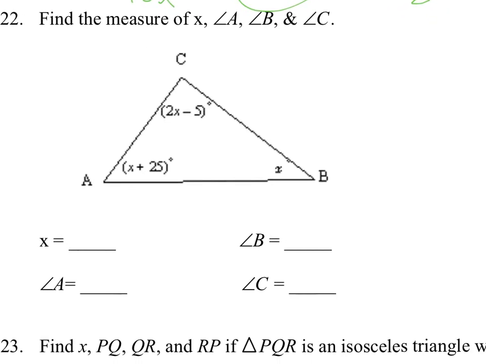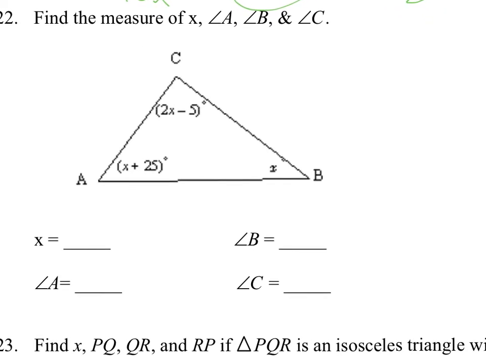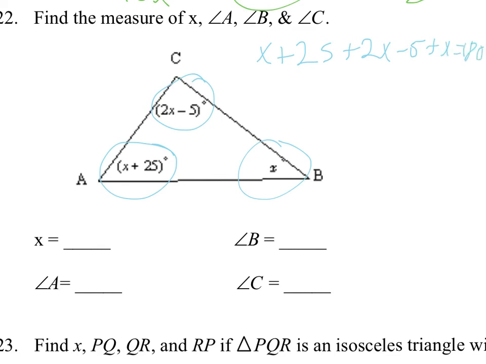Okay, this one right here, we have a triangle where if we add up all three angles, it's going to equal 180 degrees. So x plus 25 plus 2x minus 5 plus x equals 180. Combine like terms, and I end up with 4x plus 20 equals 180. Now solve for x. We get x equals 40.